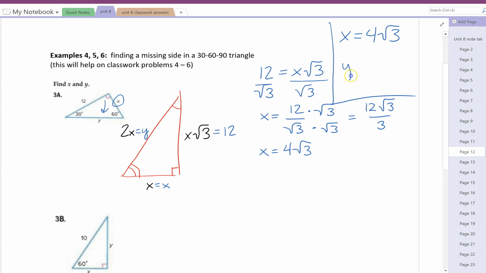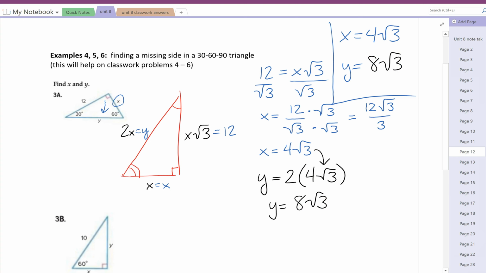The other variable I want to know is y. This one's going to be easy, because I know that anytime I figure out the shortest side of a 30, 60, 90 triangle, the hypotenuse is just twice as big as that, or 2 times that. So if I want to know what y is equal to, y is just equal to 2 times whatever x is. I just took x, put it in there. I'm going to multiply it by 2. And 2 times 4 times the square root of 3 would just be 2 times 4 is 8. So 8 times the square root of 3. And that's basically it for 3a.